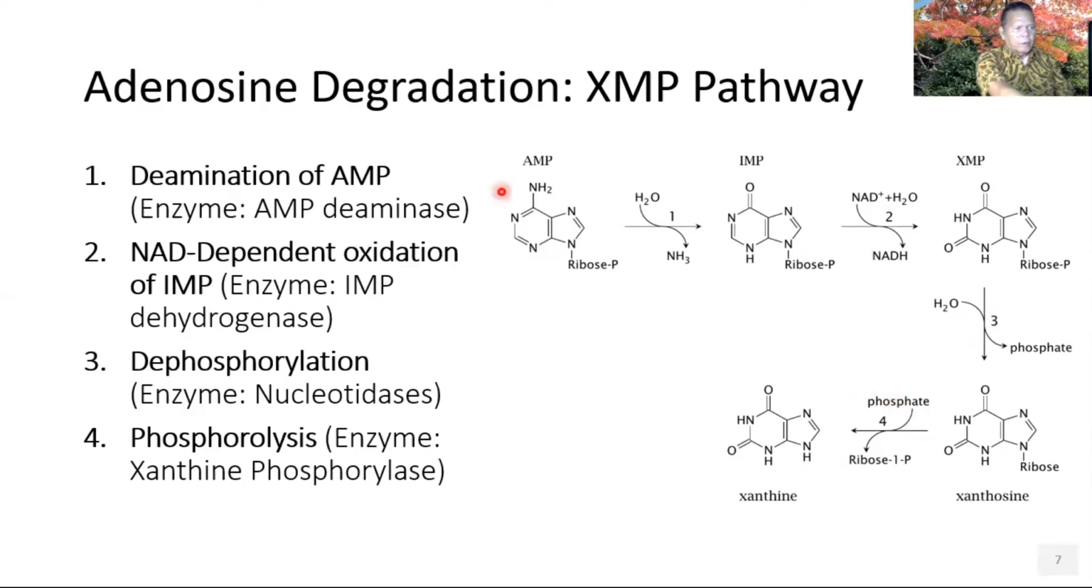We start from this molecule. This molecule will be converted into XMP. Then let's see this step 2. Step 3 will convert to xanthosine, and xanthosine will be converted to xanthine.